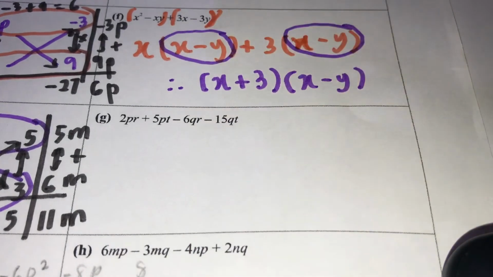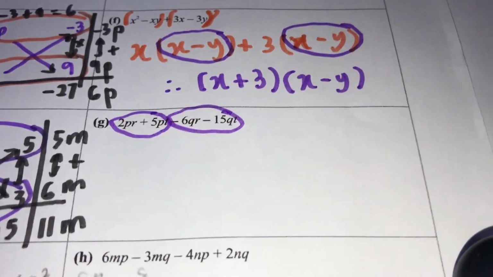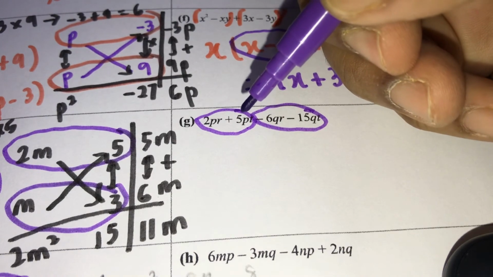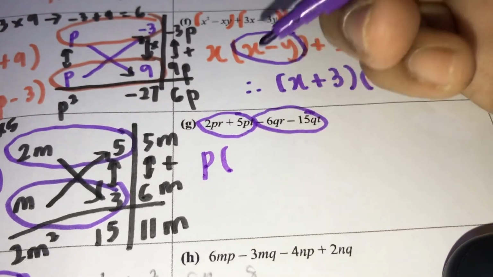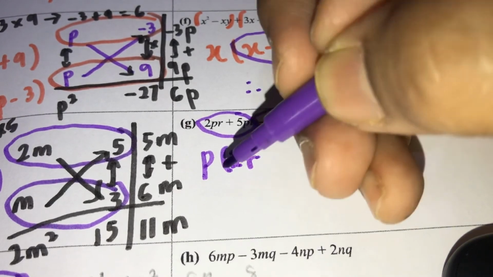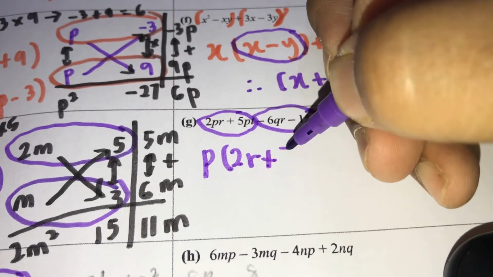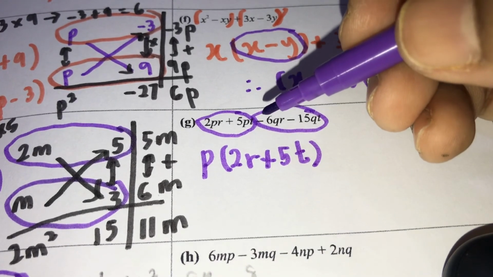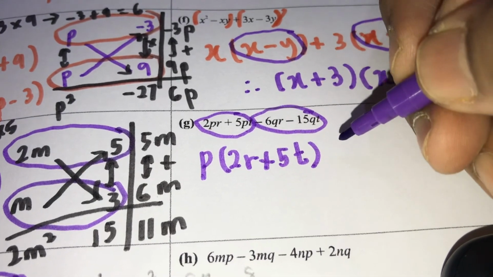Okay, next, question G. So here, the common factor for 2PR plus 5PT is P, right? Then write out P here, and then P times 2R gives 2R, and here P times 5T gives 5T, so plus 5T. Here you don't know whether to put minus or plus, right? Copy first, this one is minus, so you put minus here.